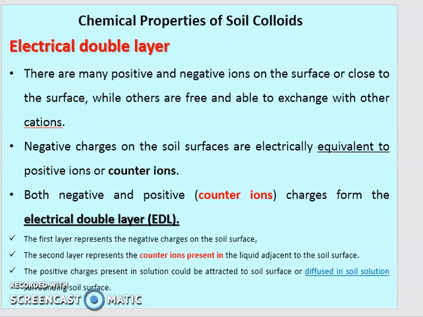We have a concept called electric double layer. What is double layer? It means two layers. There are many positive and negative ions on the surface of, or close to the surface of, the solid phase, while others are free and able to exchange with other cations.